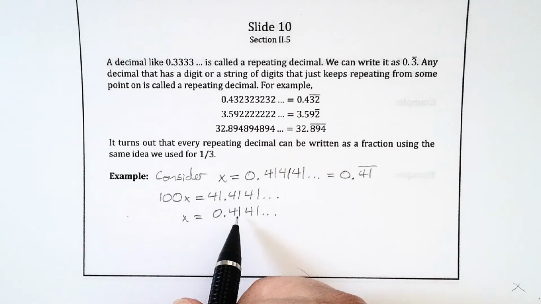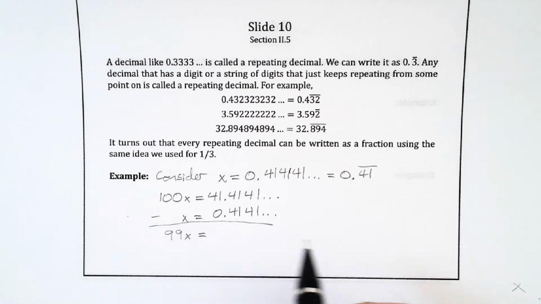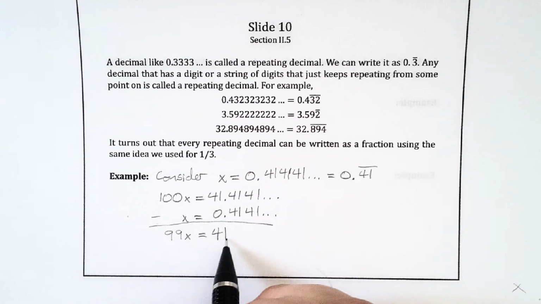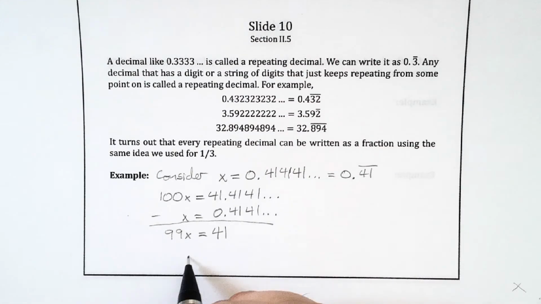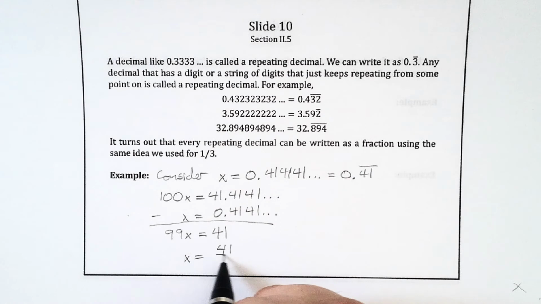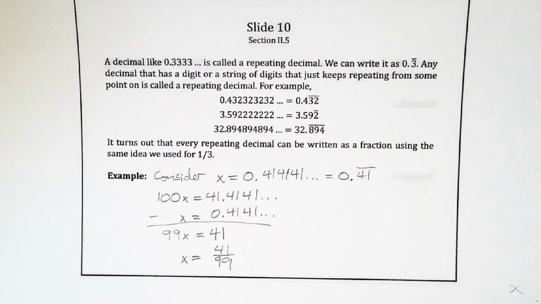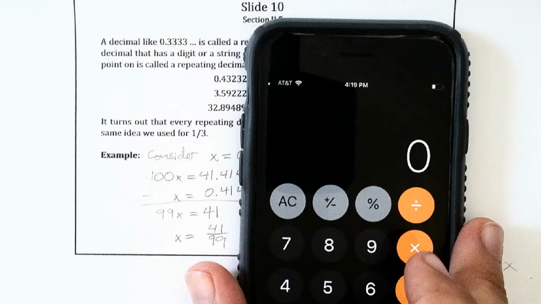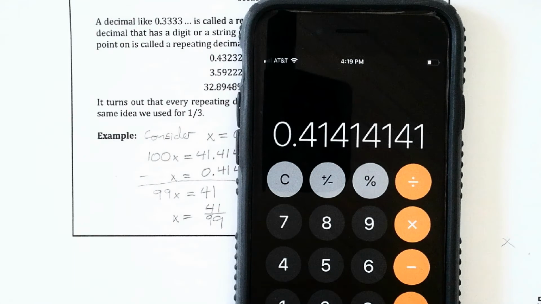When I subtract, on this side I'm going to get 99x. On the other side I'd get just 41, because the 4's and the 1's past the decimal point cancel out. So x is 41 over 99. I can test that easily on my calculator. If I do 41 divided by 99, there's that infinite decimal expansion.